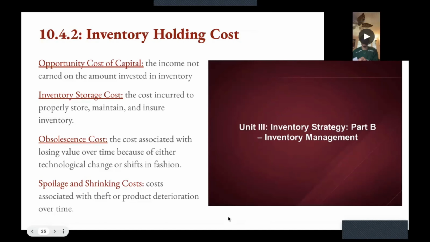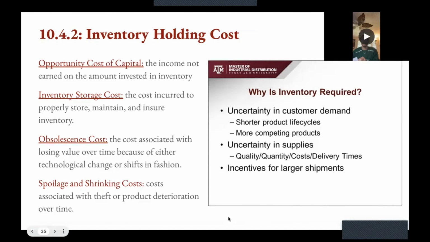In this video, we are going to discuss what the components of inventory holding cost are, why inventories are important, and how we can manage inventories under different conditions. Although businesses do not want to keep inventories, they have to keep inventories for a couple of reasons. One, uncertainty in the customer demand. We don't know exactly how many products we are going to sell. That means we have to keep enough inventory to satisfy that uncertain demand.